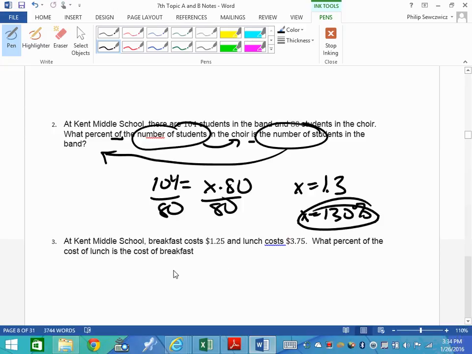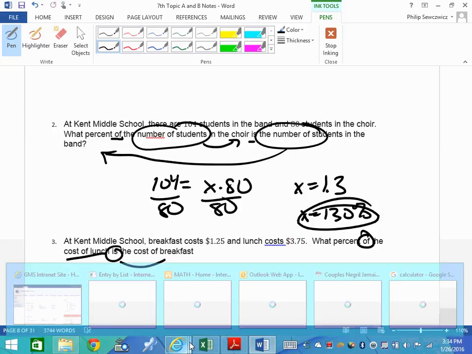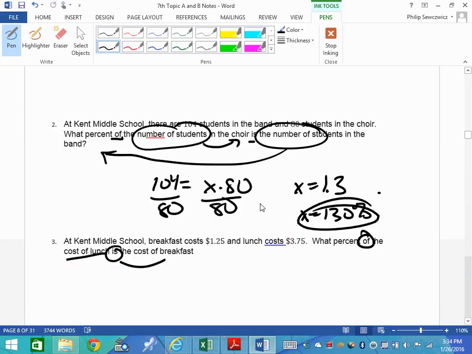All right, last one here. We got Kent Middle School. The breakfast costs $1.25 and lunch costs $3.75. What percent of the cost of lunch is the cost of breakfast? So again, that of and that is certainly going to help you out. So your setup here, $3.75 equals $1.25 times your x. Now, could I say x times $1.25? Absolutely. We can flip-flop those around. Divide both sides by $1.25. Punch that into your calculator.